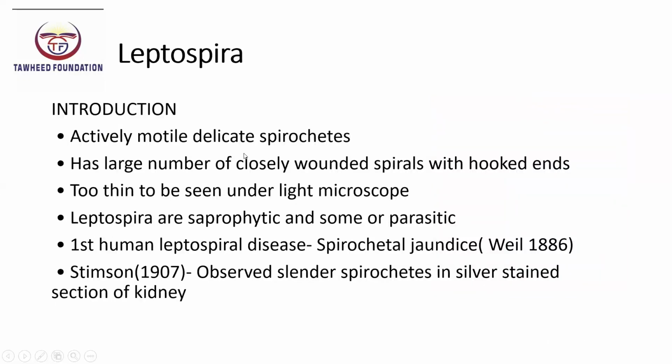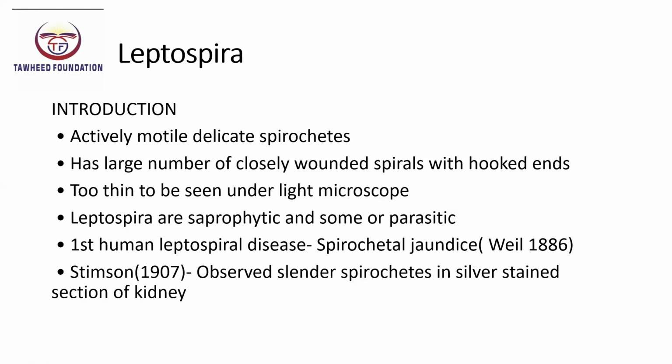Next is Leptospira. Leptospira are very delicate, actively motile spirochetes with closely wound spirals and characteristic hook ends, often described as resembling umbrella handles or question marks, because they are extremely thin. They cannot be visualized under the light microscope in routine staining. Instead, they require dark field illumination or electron microscopy. Some species are saprophytes while others are pathogenic.